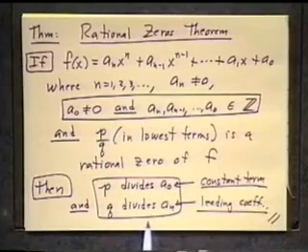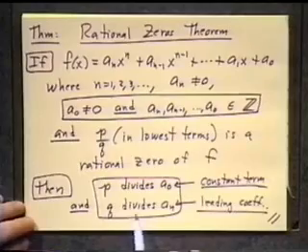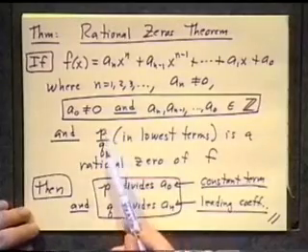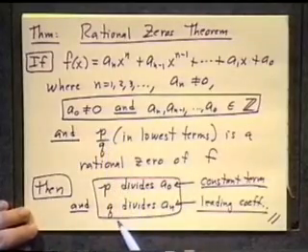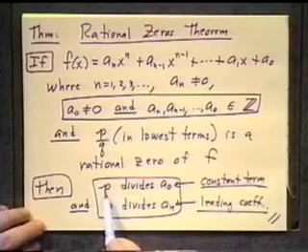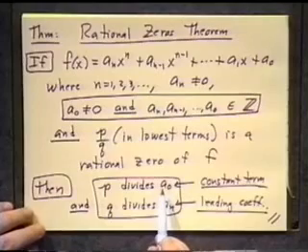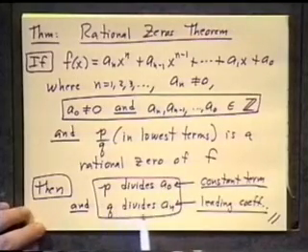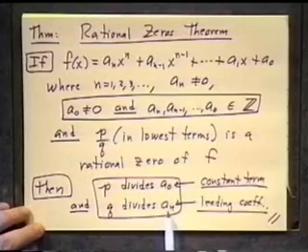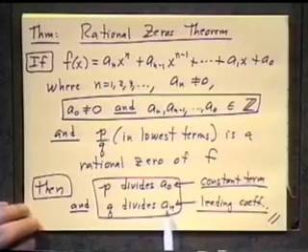We can use this theorem as a way of discovering various rational zeros, because every rational zero has to have this property. So if we look at all the numbers that divide a sub 0, they are potential numerators or tops for the rational zeros. And if we look at all the divisors of a sub n, we find all the potential denominators or bottoms.